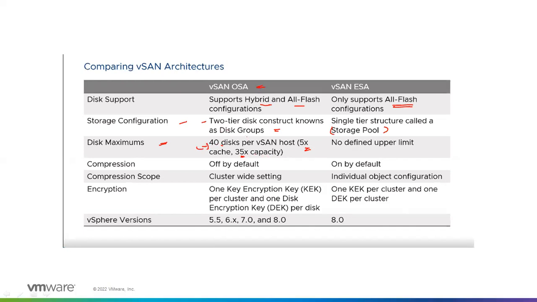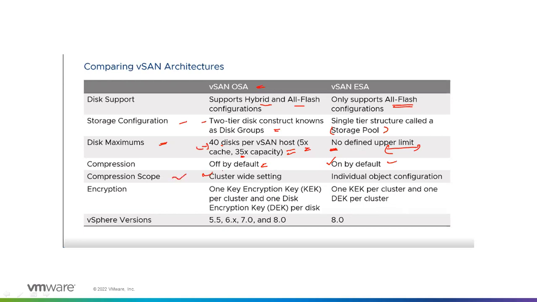You remember that in each disk group we have a maximum of 7 disks, and a maximum of 5 disk groups can be created per host. Here it is a scalable architecture with no limit. It all depends upon your hardware configuration. You can bring it up to the limit you require. So now this number of disk limit is finished. Compression is off by default in OSA. However, you can enable that, but in vSAN ESA it is on by default.